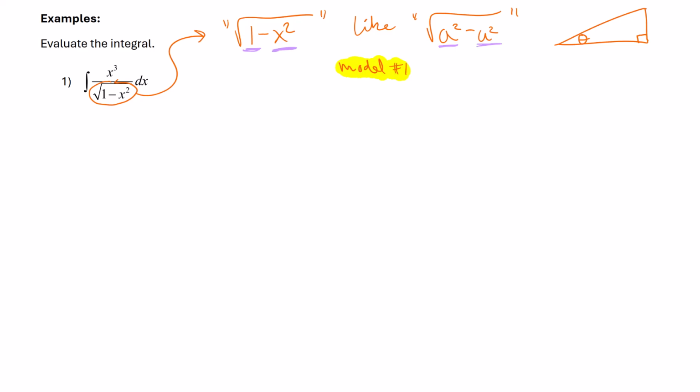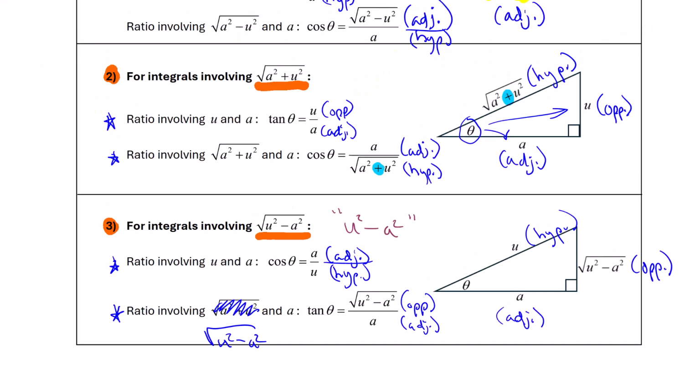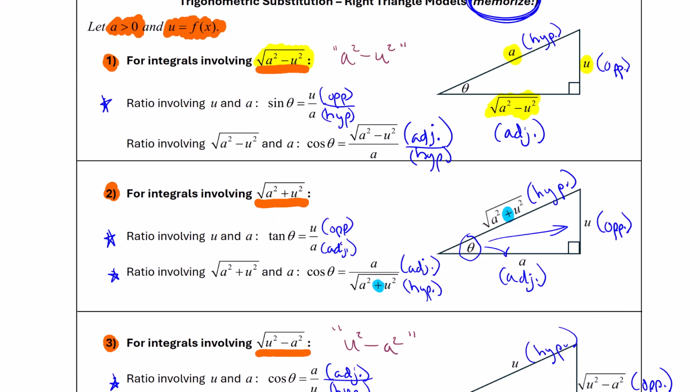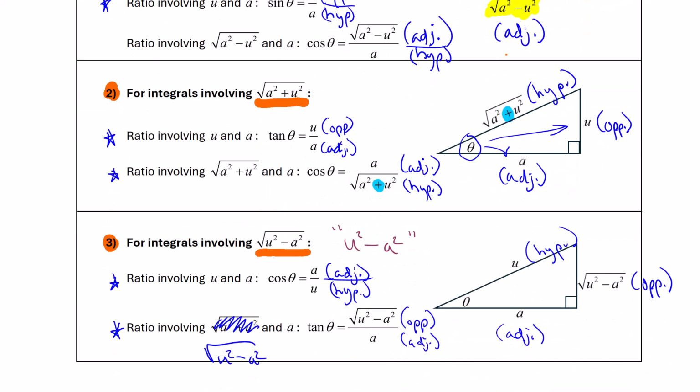Once you know which model you're using, of course, you just have to draw it accordingly. If you're in model number 1, a squared minus u squared, notice in that triangle model you have the root at the bottom horizontal leg, you have A as the hypotenuse and you have U as the opposite side. So we want to label our triangle accordingly.